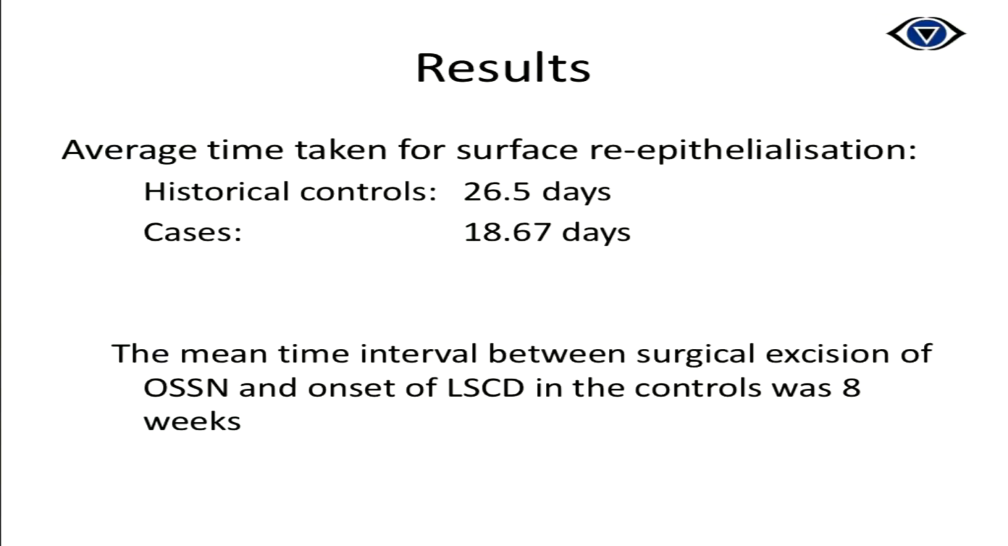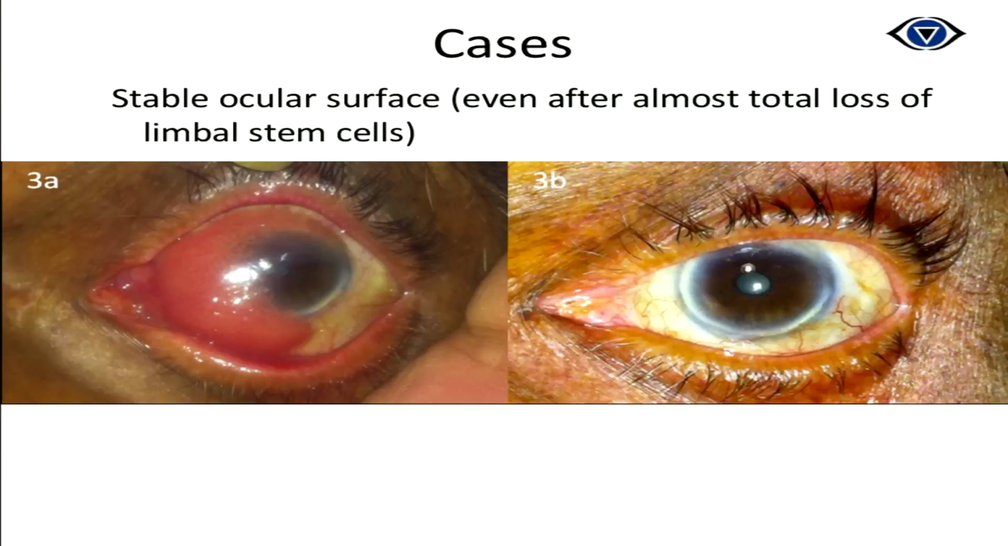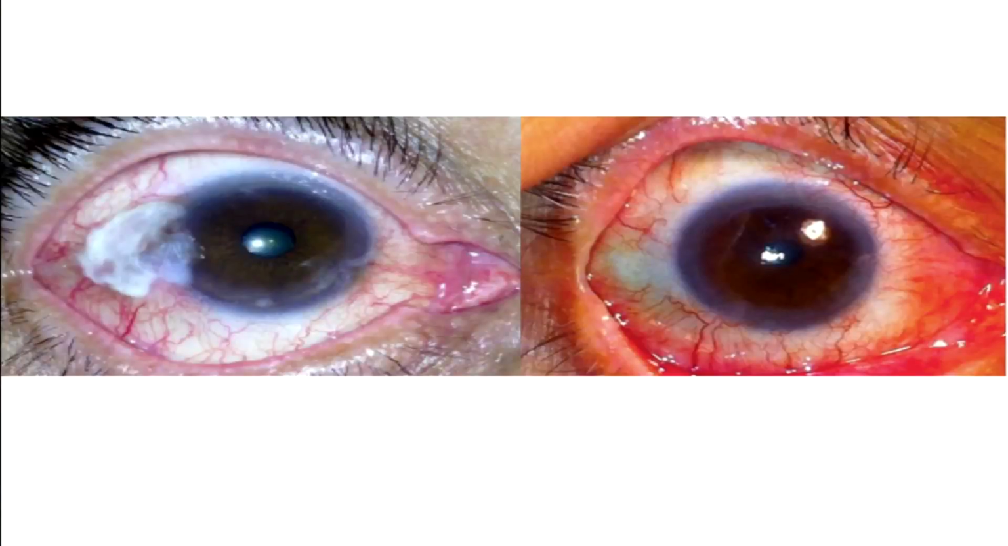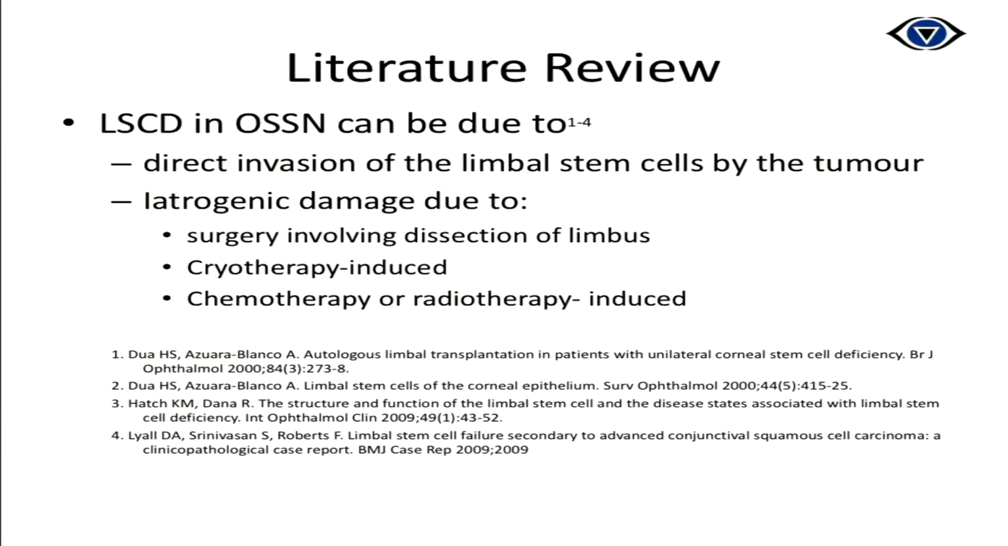The mean time interval between surgical excision of OSSN and onset of LSCD in the controls was 8 weeks. So this was the picture which is showing the post-op LSCD in the form of pannus and pseudopterygium in the controls in both the eyes, and here are the cases which underwent concomitant primary sitting LSCT, which showed hardly any limbal stem cell deficiency even after near total loss of limbus. This is the SLET case.